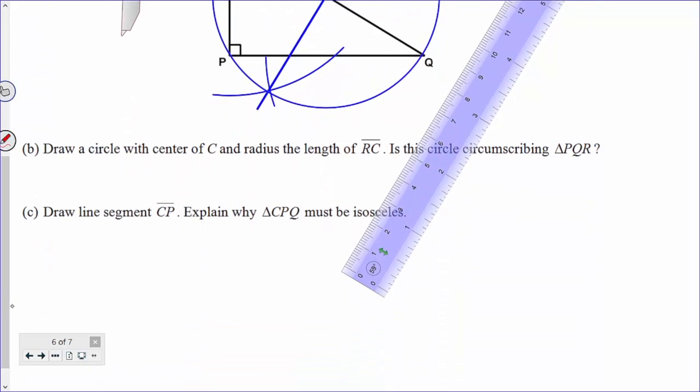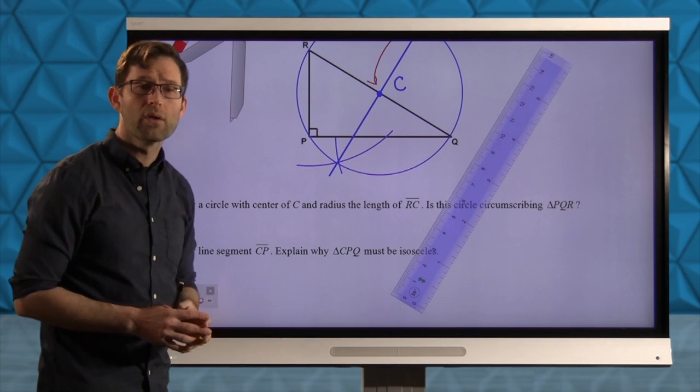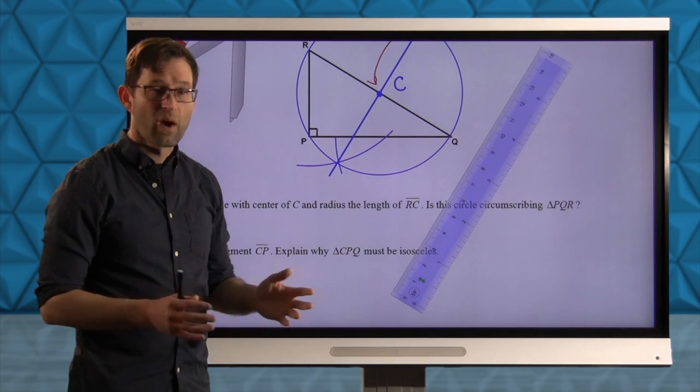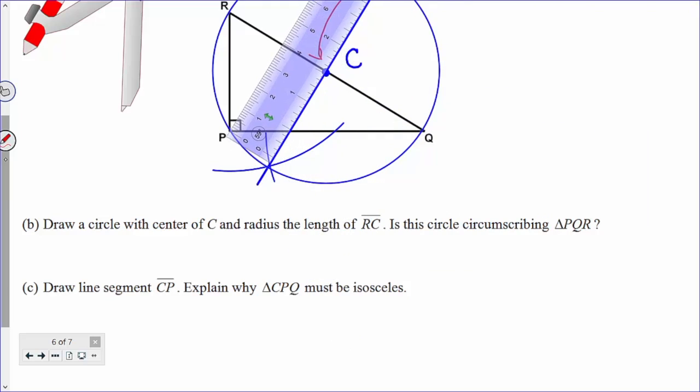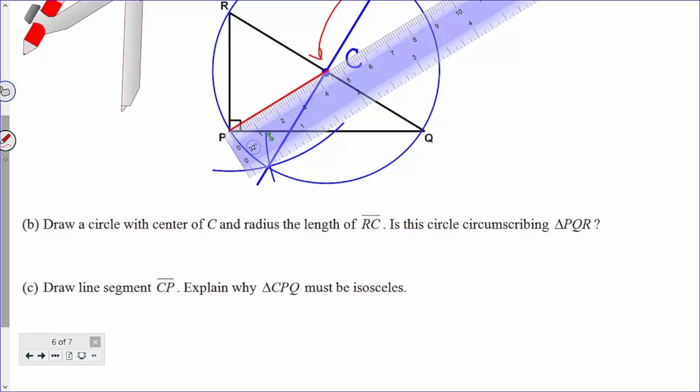It says draw line segment CP in. Okay, so do that really fast. Draw in line segment CP, and then it says explain why triangle CPQ must be isosceles. Why don't you go ahead and do that? All right, let's go through it real fast. Easy enough to actually draw the segment in, especially for you. Let's do this. I think I'll leave it in red. That way we'll really highlight it. Right. Nice.